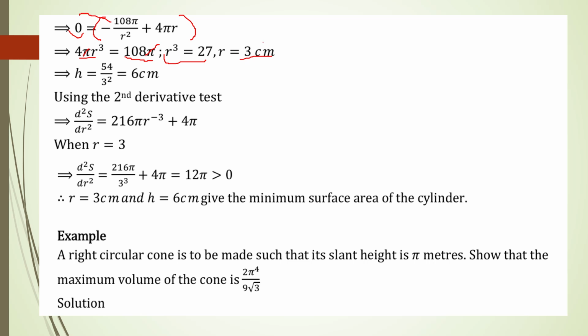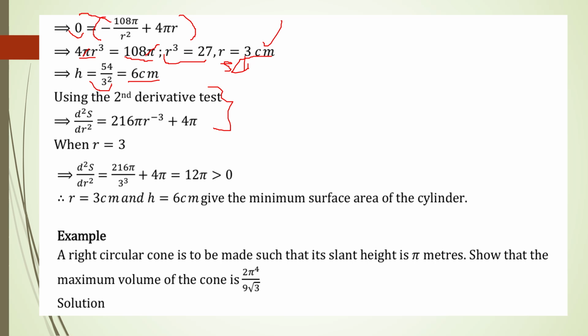So since we have r, we can get the formula of h, and then we find the corresponding value of the height of the cylinder. So it's going to be 54 divided by 3 squared, which is the same as 54 divided by 9, and you're going to end up with 6 centimeters. Now this one is optional.